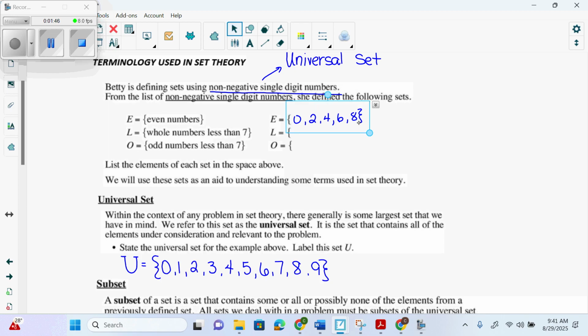Okay? Now this next one says L represents the whole numbers less than 7. What do the whole numbers start at? Where do they start at? 0, right? And then 1, 2, 3, 4. So whole numbers less than 7 out of this universal set include 0, 1, 2, 3, 4, 5, 6. Do I include 7? I would include 7 if it said less than or equal to, but it doesn't say that, so I don't include the 7.